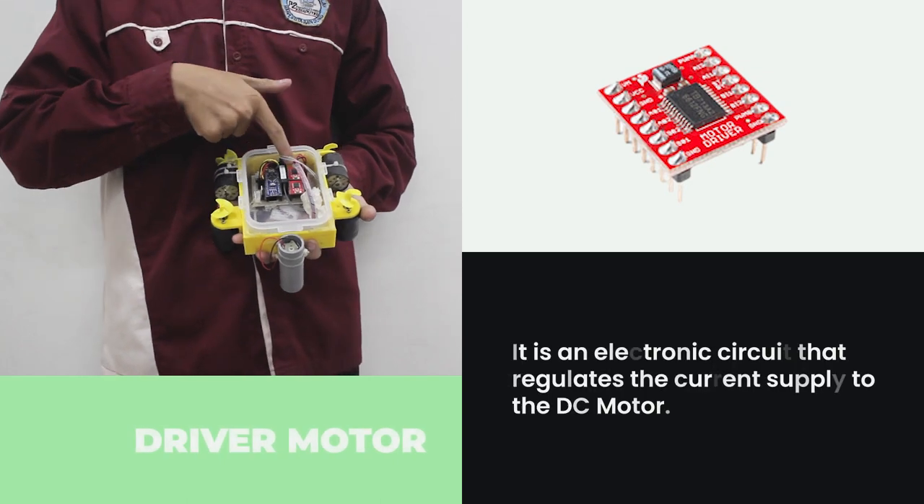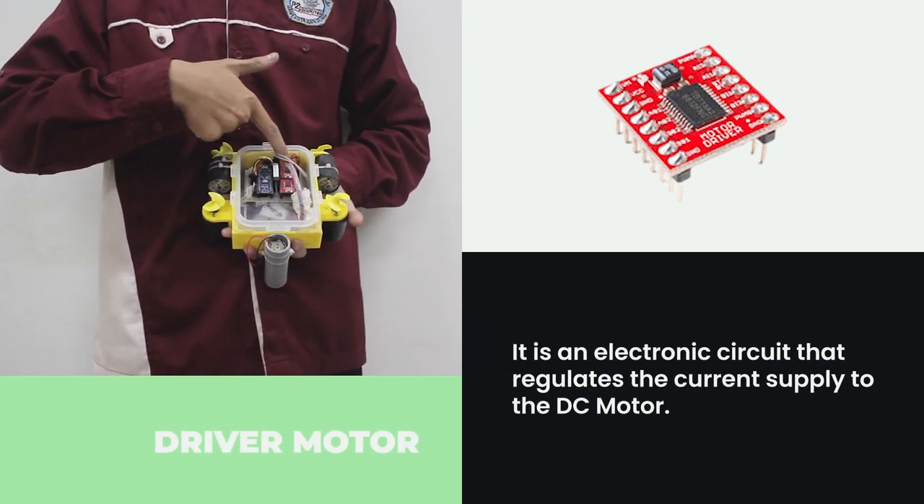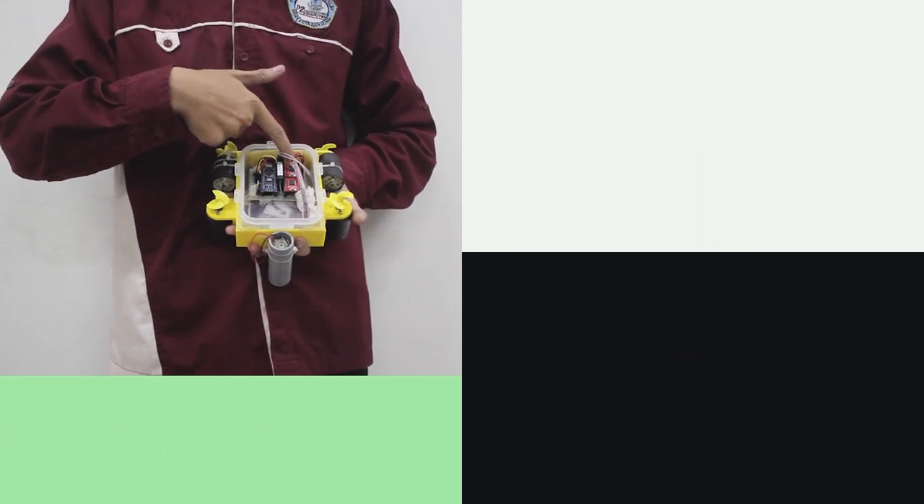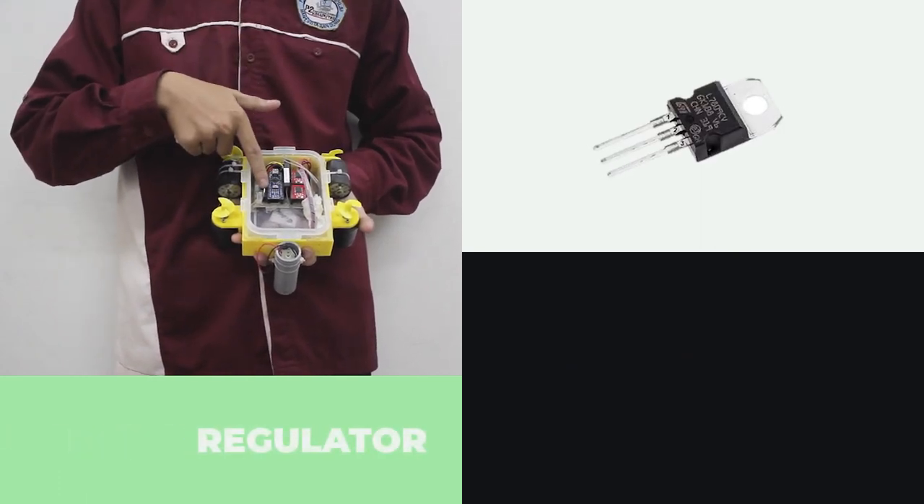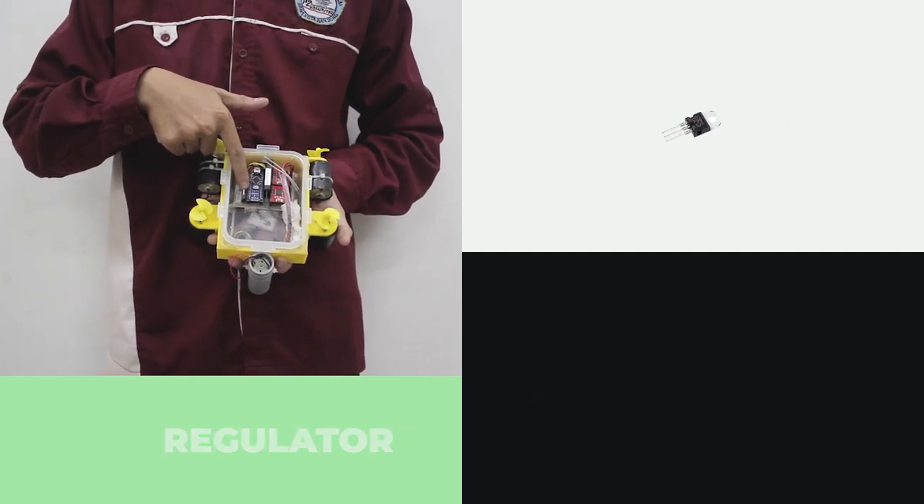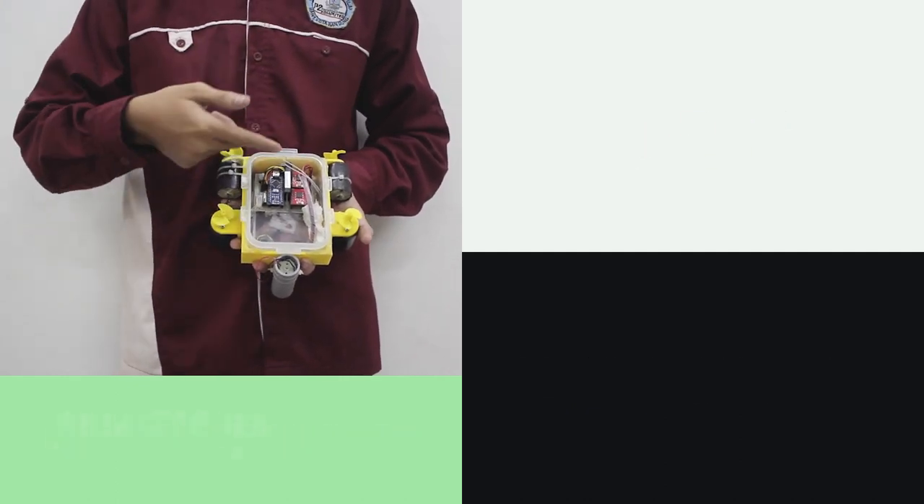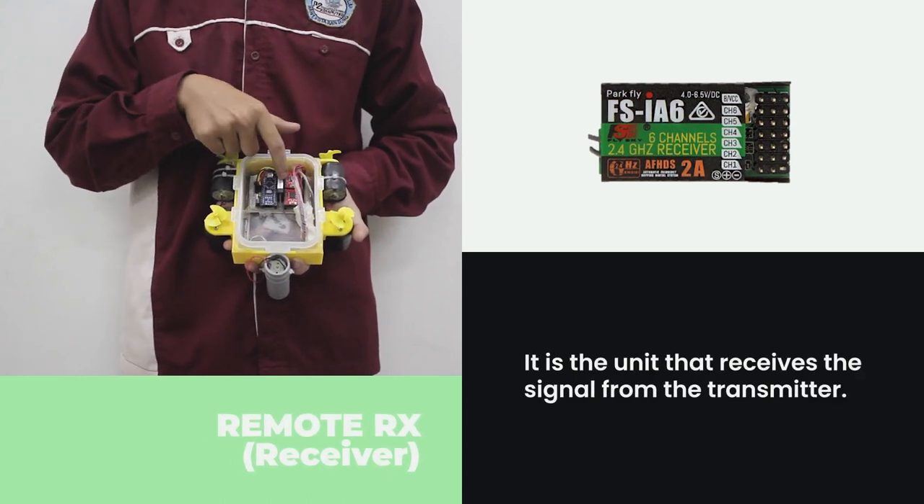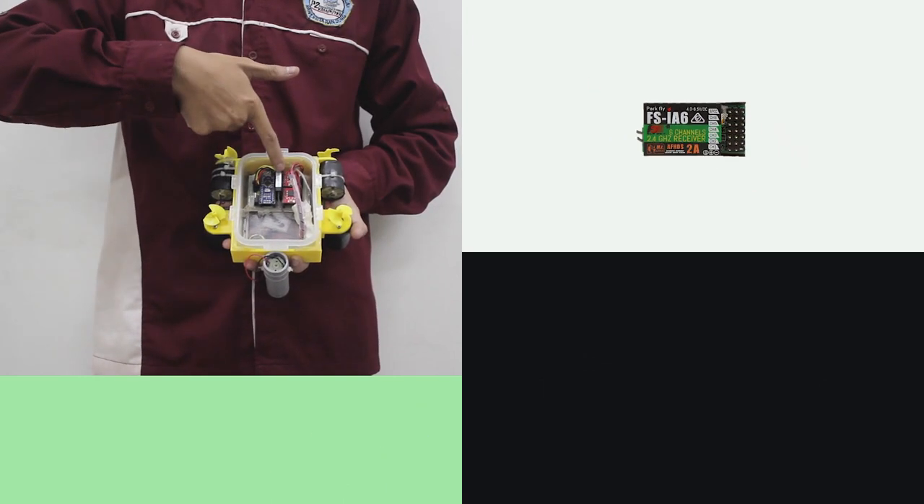Next, it is motor driver. It is an electronic circuit that regulates the current supply to the DC motor. And next, it is regulators. It is a device that regulates the electric current that flows in. Next, it is remote RX or receiver. It is the unit that receives the signal from the transmitter.